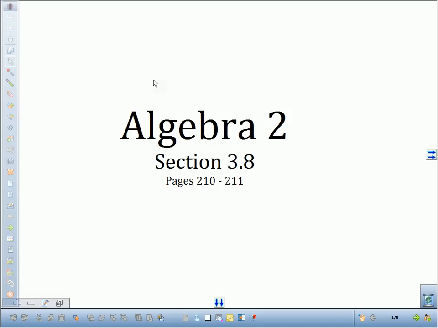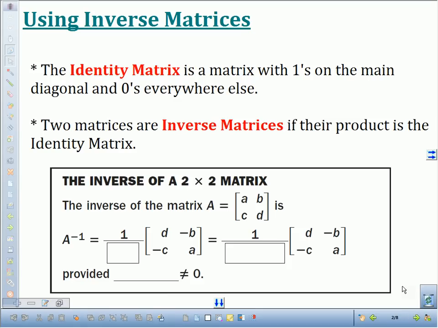These are the notes for Algebra 2, Section 3.8, page 210 to about 211 in your textbook. What we're going to be looking at are inverse matrices and how to use inverse matrices to solve matrix equations. Now, first thing we need to do is look at some vocabulary.